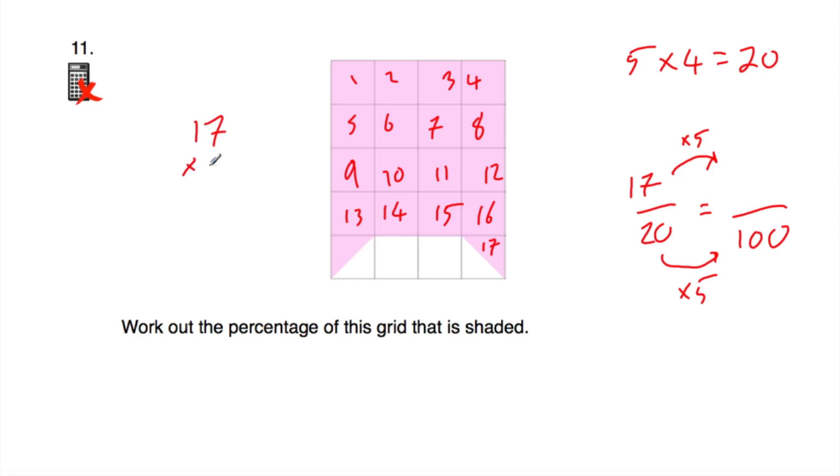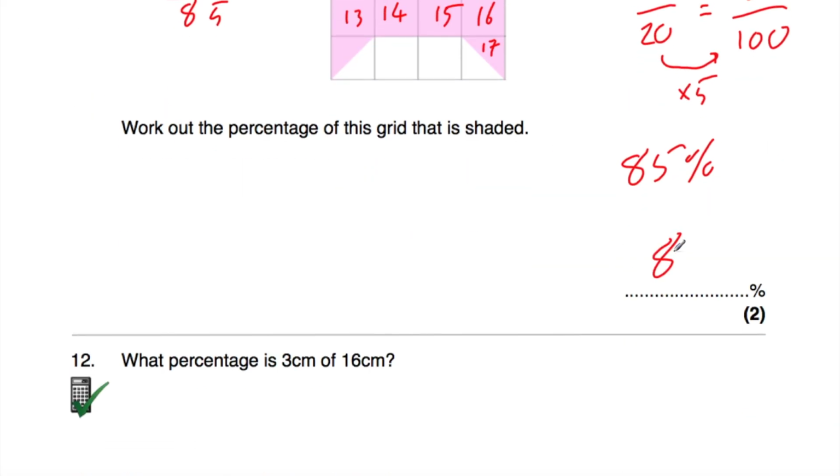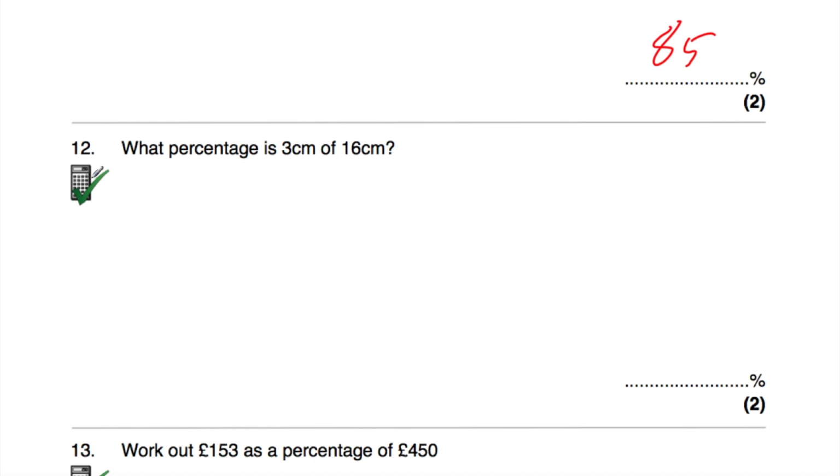And 17 times 5: 5 times 7 is 35, put a 5 down, carry a 3, and 5 times 1 is 5, plus 3 is 8. So it's going to be 85 out of 100, which would then be, as a percentage, 85%. So that means that 85% of that grid is shaded, and that's it. So let's write that down, 85%. Okay, let's look at our next question, question number 12.